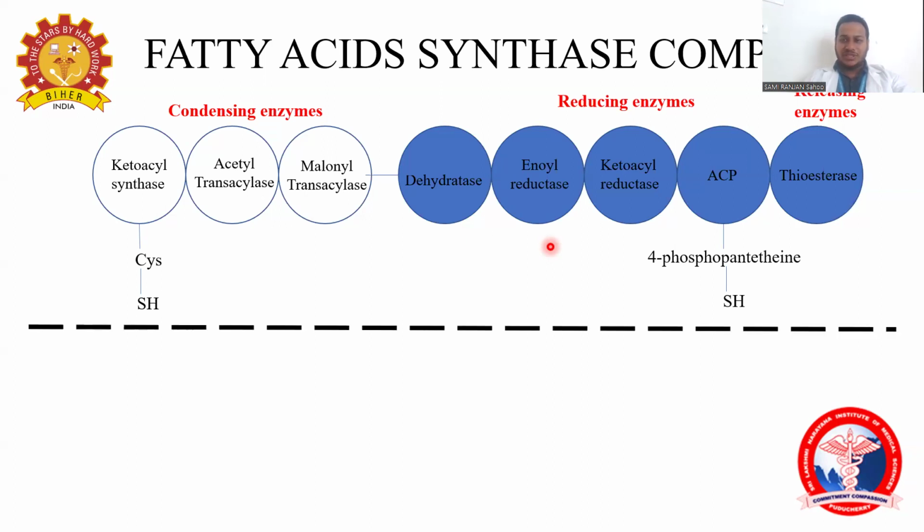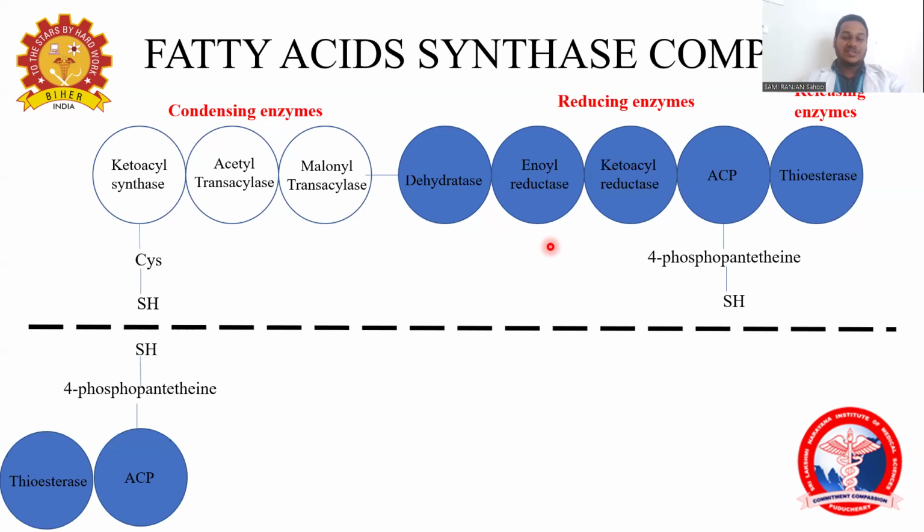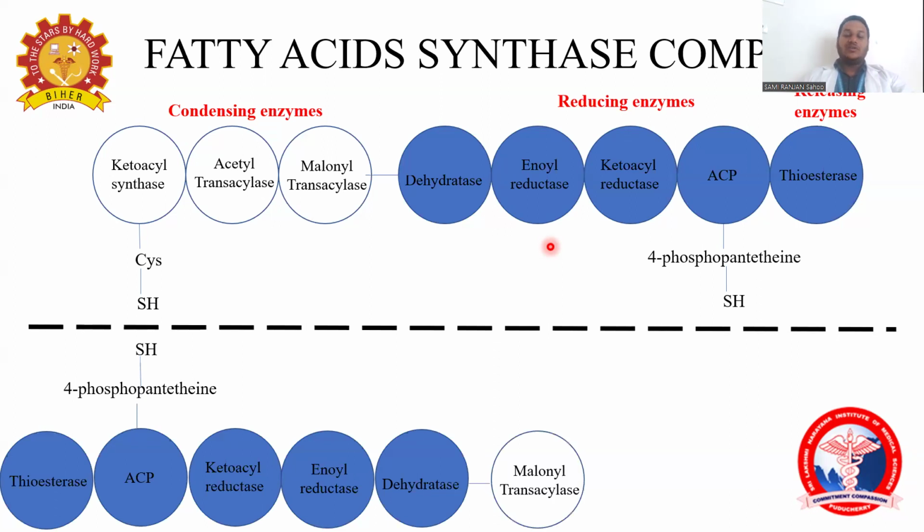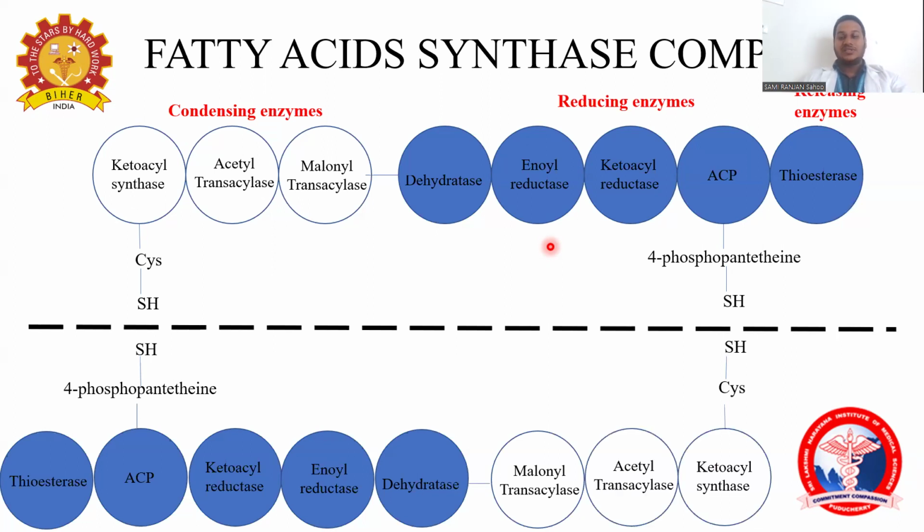So here the reverse order applies: at last, we have the releasing enzyme. First, thioesterase, along with ACP and 4-phosphopantetheine which has the sulfhydryl bond. This sulfhydryl bridge between ketoacyl synthase and ACP will be bound. After that ACP, we have ketoacyl reductase, then enol reductase, then dehydratase. Along with that, we have malonyl transacylase, acetyl transacylase, and ketoacyl synthase, which along with cysteine has a sulfhydryl bond. These are the important parts of the fatty acid synthase complex.